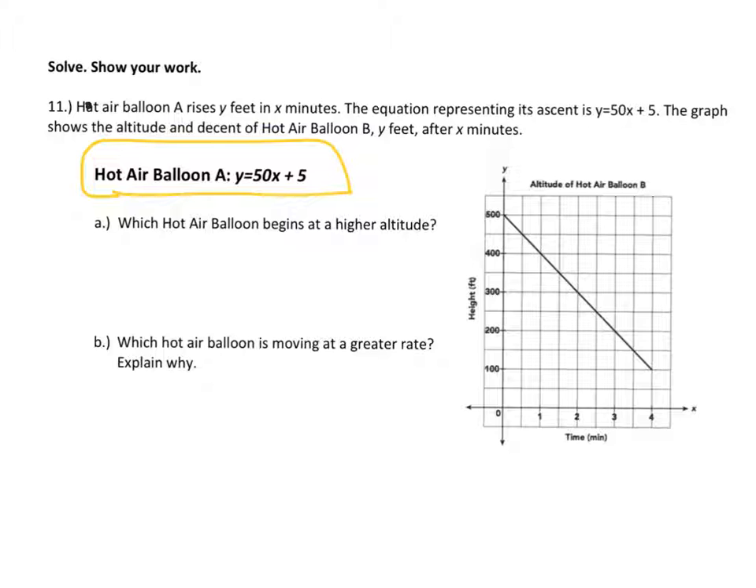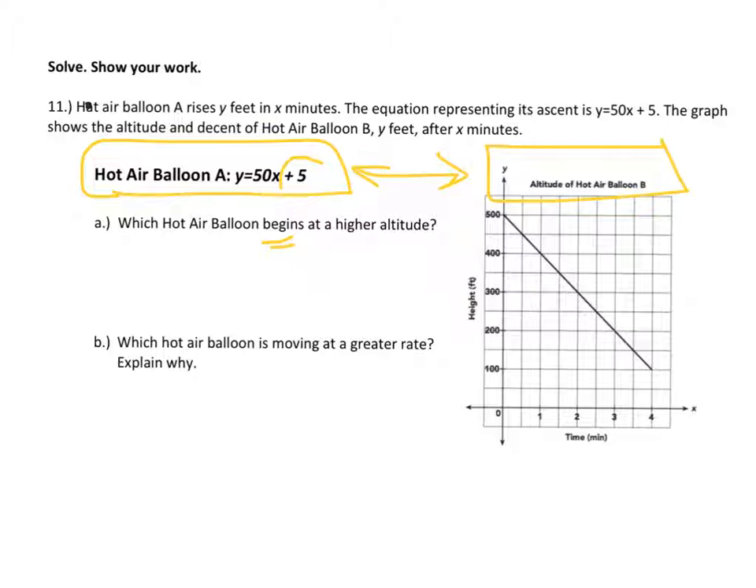The graph shows the altitude and the descent of hot air balloon B. So we're looking at an equation and we're comparing it to a graph. Which hot air balloon begins at a higher altitude? The beginning is the b in the equation, or the y-intercept.